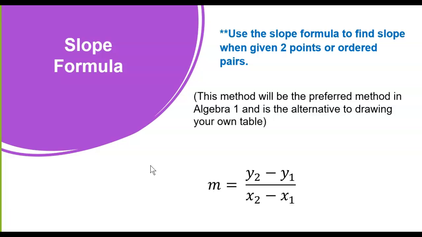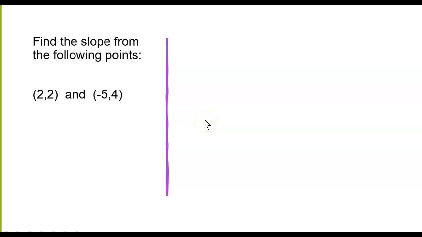All right, so now what we're going to do is find the slope from the following 2 points. Do you see how that purple line kind of divides my slide into 2 sides, left and right? Envision your paper just folded in half. We're going to do the example on the left half of your paper, and on the right half, we're going to actually write the steps, so that way you have them to refer back to. Okay? So on the left-hand side of your paper, I need you to write those 2 ordered pairs for me. 2, 2, and negative 5, 4.